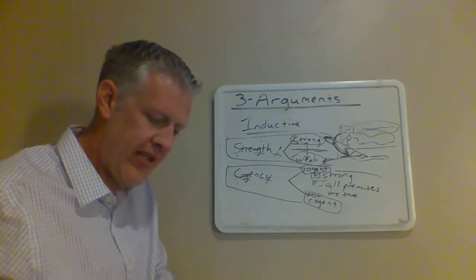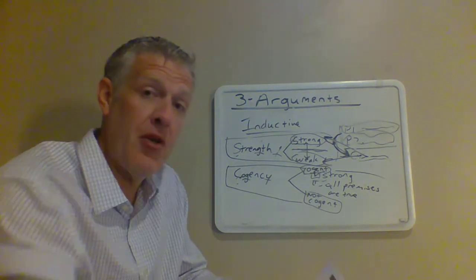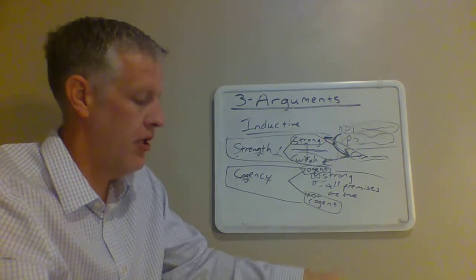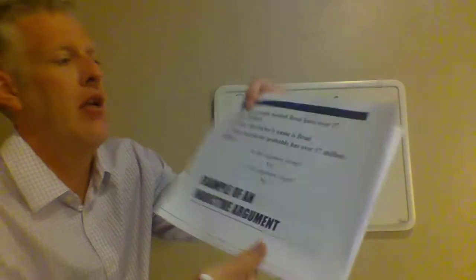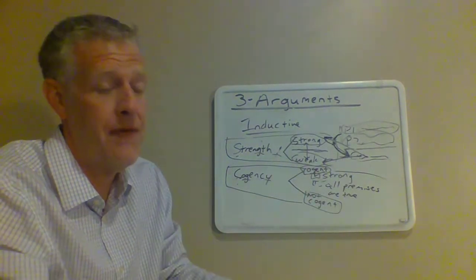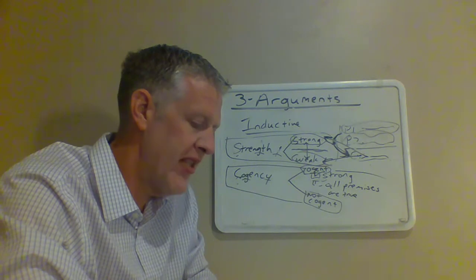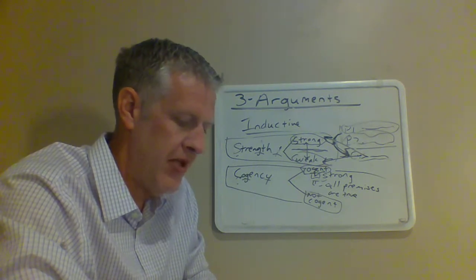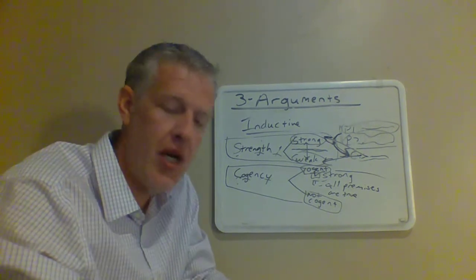Okay, so an example of an inductive argument on slide 11. Most people, so most, ding, ding, ding, is indicative of inductive, not deductive. Switch that to all, and you have a different type of argument. Premise one: most people named Brad have over $17 million. Premise two: your instructor's name is Brad. Conclusion: your instructor probably has over $17 million.